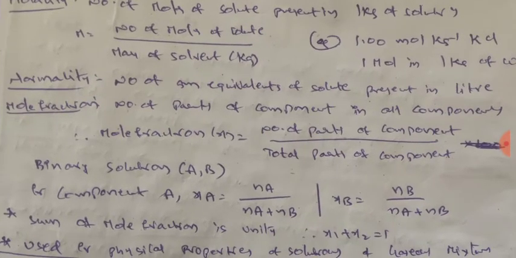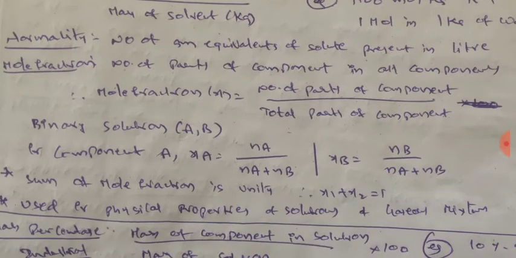And the next one is normality. Normality is the number of gram equivalents of solute present in 1 liter. There is no molecular weight here; there is the presence of gram equivalent weights. Generally, mathematically, we divide the molecular weight of the substance by 2, then we get the equivalent weight. That is the common method.